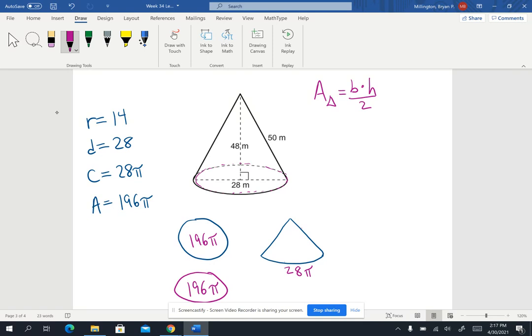Then the height of this, now imagine again, you unraveled that ice cream cone. The height of this triangle looking thing that you would get, that would actually be the slant height.